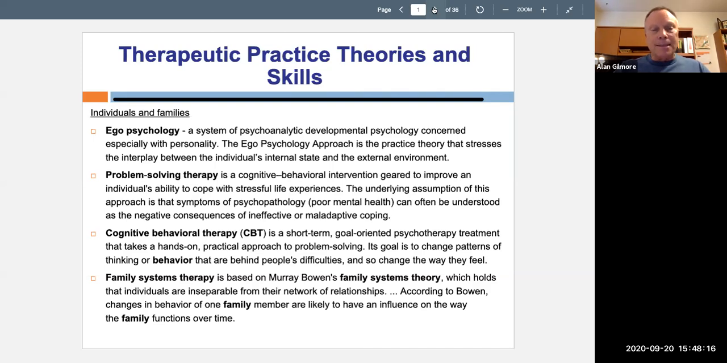And then family systems therapy is based on Murray Bowen's family systems theory. Again, this is a way of being able to work with families. And it's important when working with families, particularly around family systems therapy, that you stay cognizant of the individuals in the family if you're doing family therapy, because the change in behavior in one family member is likely to have an influence on the way the family functions over time.